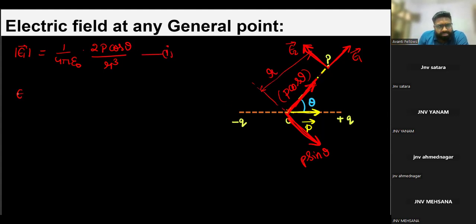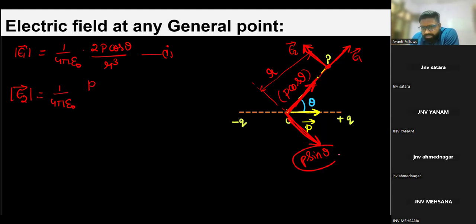Okay, this is equation 1. Similarly we can find E2. Look, E2 is at a point for this dipole. If you see this P sin theta, for this particular dipole, this point is at the perpendicular bisector. And for the perpendicular bisector, what is the value of E2? E2 will be 1/4 pi epsilon naught, P upon r cube, but here the value of P is P sin theta. So it will be P sin theta over r cube. This is equation number 2.